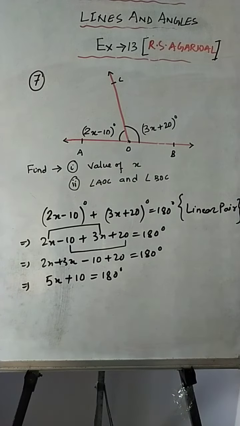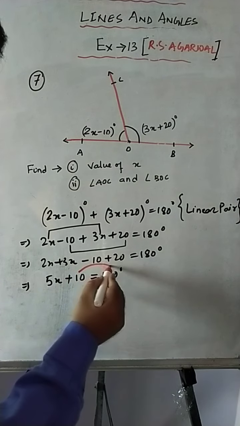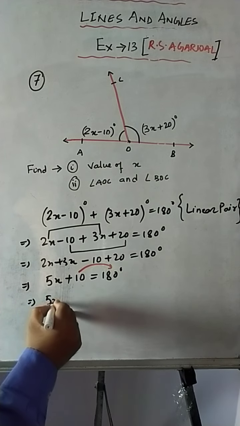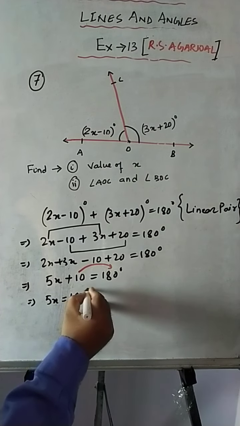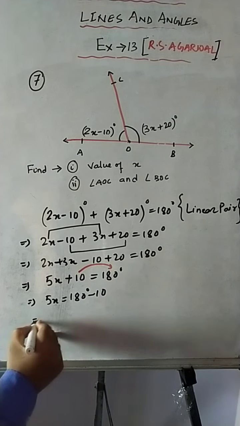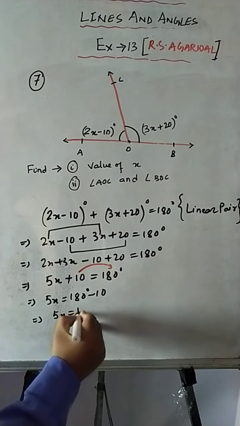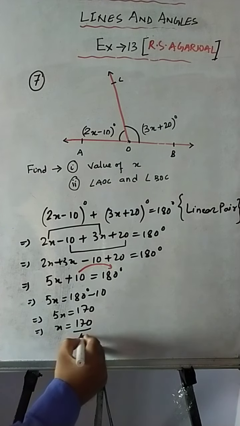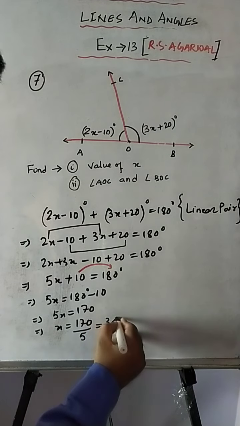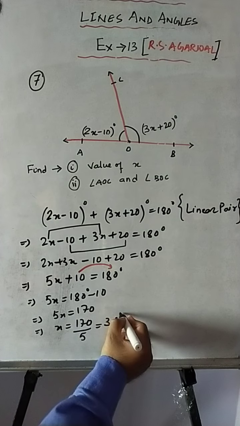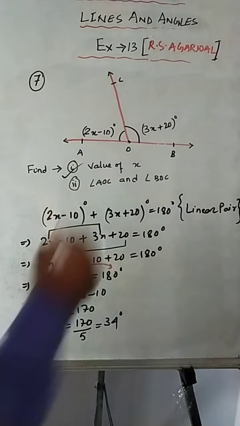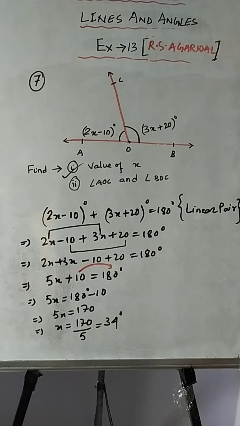Now first of all we have to transpose this 10 to this side, so it will look like 5x is equal to 180 minus 10. So 5x is equal to 170, x is equal to 170 by 5, which is equal to 34. So x is 34 degrees. So the first part is done, students.